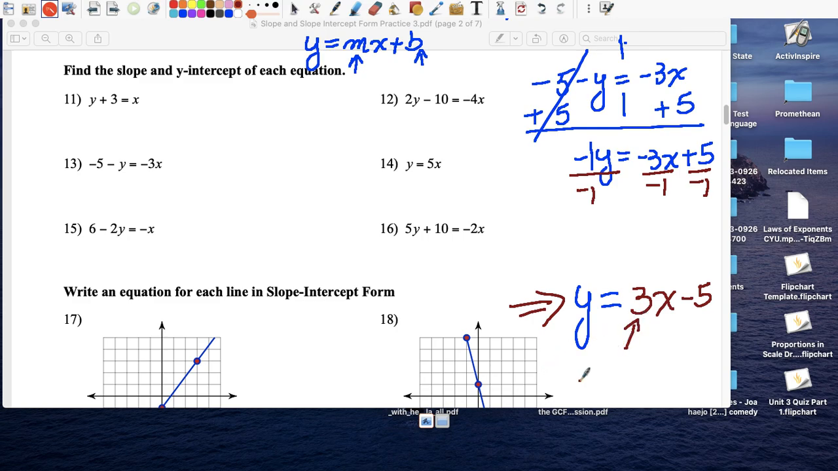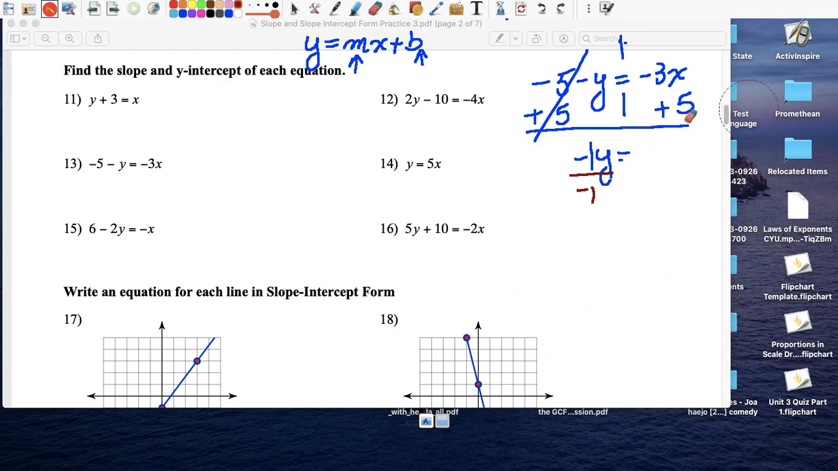Now you can tell me that 3 is the slope, and -5 is my y-intercept. Okay, there's a little work here, yeah, but nothing crazy.